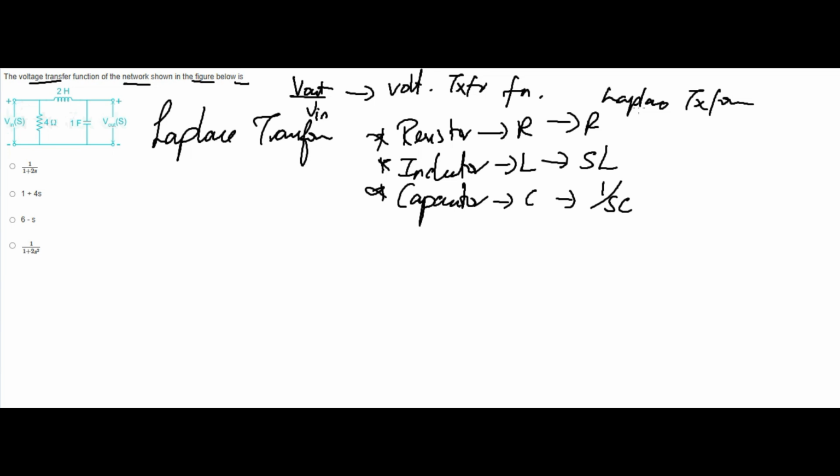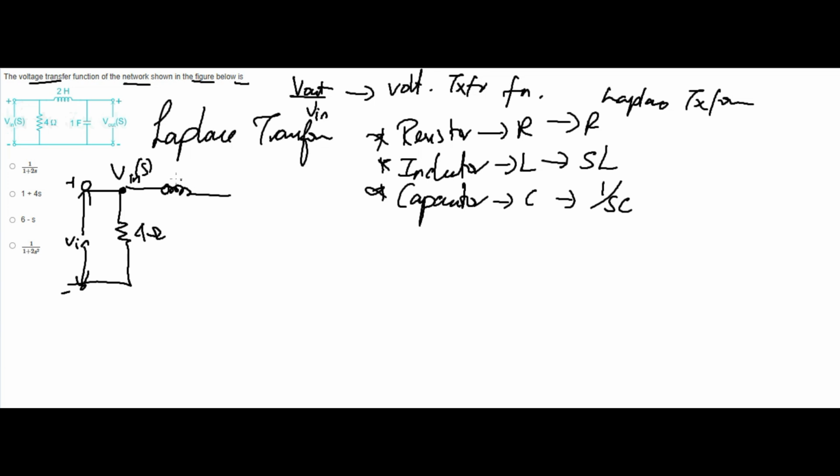Now the circuit I'm going to draw here. We have this voltage, so I write V in, with a plus and a minus. Here you can make it a 4 ohm resistor. Here I have to mention this one is V in, because I made it a Laplace transformation.